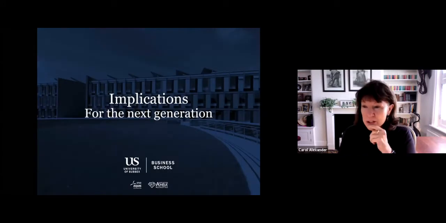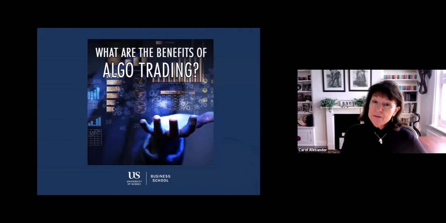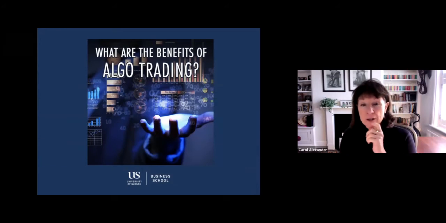So what are the implications for the next generation? Well, the benefits of algorithmic trading obviously go to those firms like EDF Man and the big banks and the hedge funds, BlackRock and so forth, maybe even the ESF, who have the best high-frequency algorithms and the best connections to the exchanges.